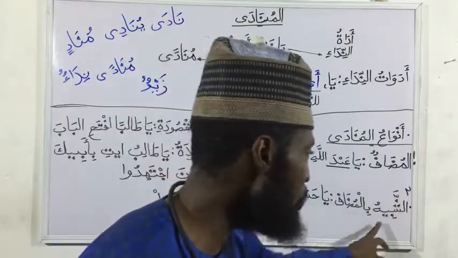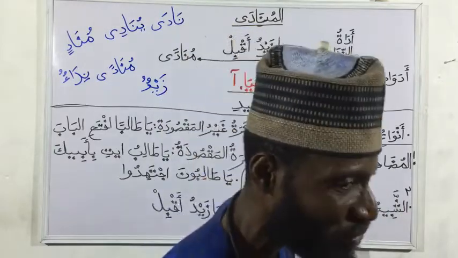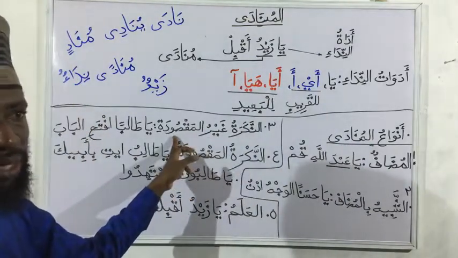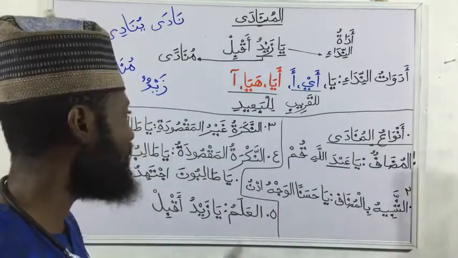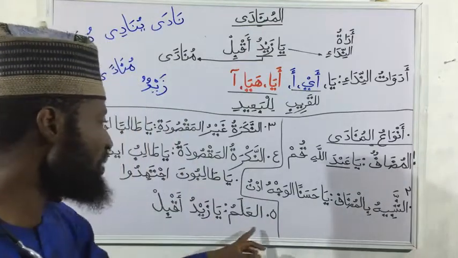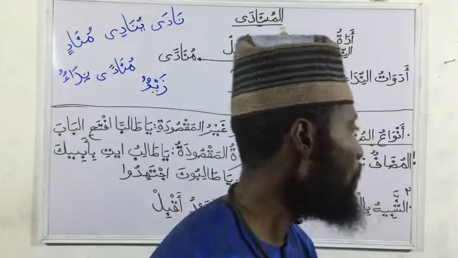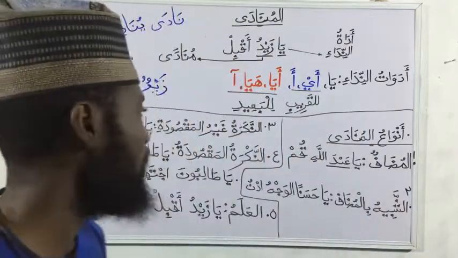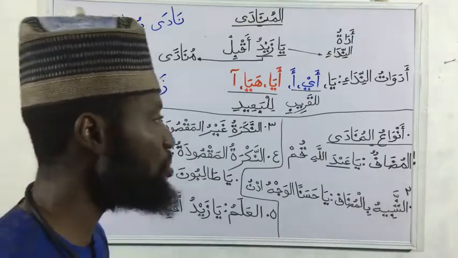We also have ash-shabihu bil mudaf, words that look like a mudaf. We also have an-nakiratu ghayru maqsuda, an indefinite entity we are calling. We also have an-nakiratu maqsuda, a definite entity we are calling. And we have al-alam, a proper noun. Those are the five things we call. So we can call a mudaf, a shabihu bil mudaf, a nakiratu ghayru maqsuda, an-nakiratu maqsuda, and the fifth is al-alam.